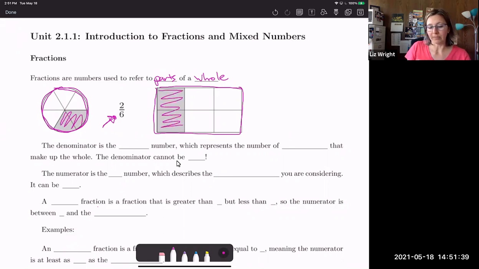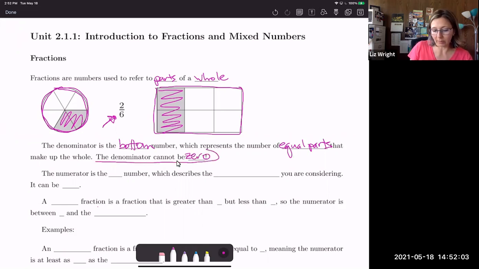It's 1/3 of this diagram of this rectangular piece over here. So the denominator, again, is your bottom number, which represents the number of equal parts that make up the whole. The denominator cannot be 0. I would highlight this, I would circle it, I would underline it, I would do all the things to help you remember that you cannot put 0 in the denominator.